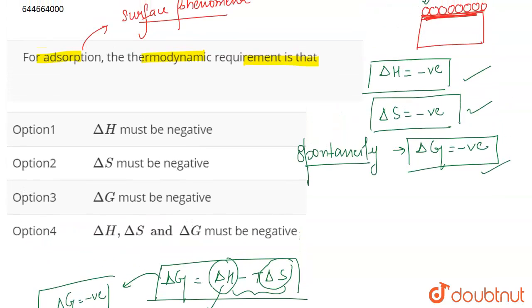So all in all, delta H, delta S as well as delta G should be negative for adsorption. That is the thermodynamic requirement for it, okay? So delta H will be negative, delta S will be negative, delta G will also be negative, right? Which means that all the three are going to be negative, and the correct answer is option 4. That's all for the question.